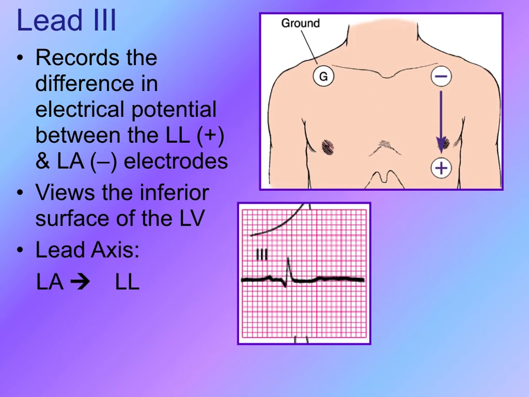Lead 3, again, is recording the difference between the left lower and the left arm. So we're going up and down the left side, and it views the inferior surface of the left ventricle. Going LA to LL, we're traveling toward the positive again, so things are looking up. Again, we're going to have an upward deflection of our ECG tracing.